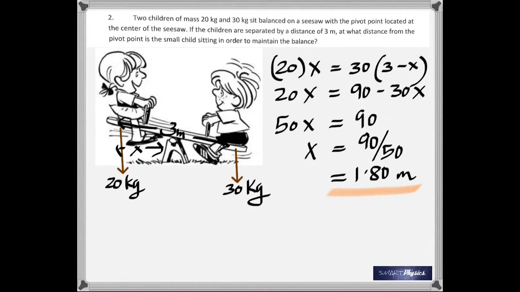So the 20 kilogram child is seated 1.80 meter from that. That means the heavy child is only 1.20 meter from the pivot. The total comes out to be 3 meter.